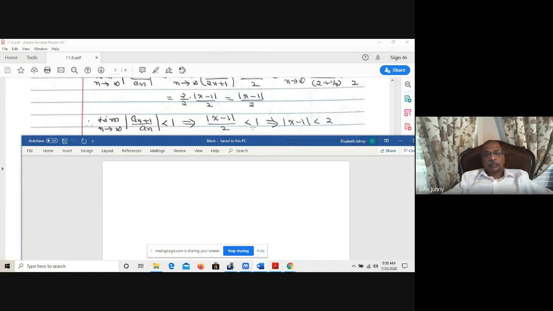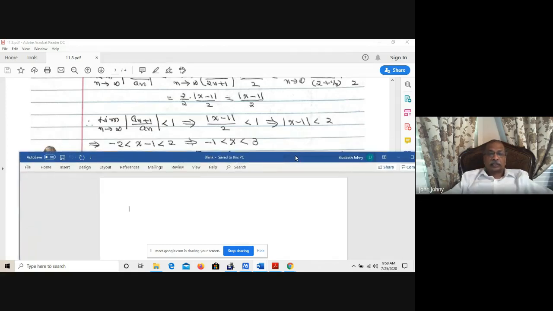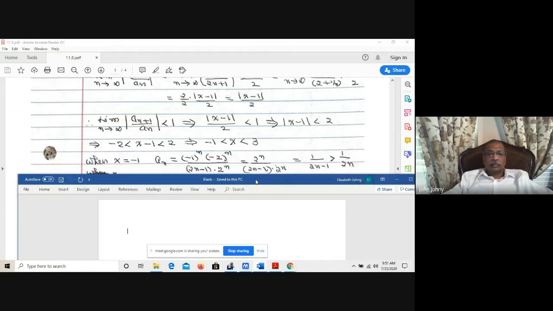Multiply both sides by 2. You get the absolute value of x minus 1 less than 2. That is -2 less than x minus 1 less than 2. That's the meaning of the absolute value inequality. Add a 1 on both sides. You get -1 less than x less than 3. So you have to check the limits, the boundaries.